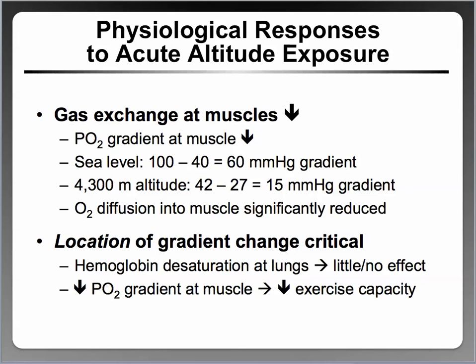So on the one hand, our hemoglobin holds on to more of that oxygen, but the side effects as far as getting it to the muscles, and eventually on performance, are somewhat significant. And that's followed up by that last major point, that the location of the gradient change is critical. Up at the lungs, there's not as much of a difference, so there's little or no effect. Down at the muscle, or the working tissue, it's significant, so it ends up decreasing our exercise capacity.